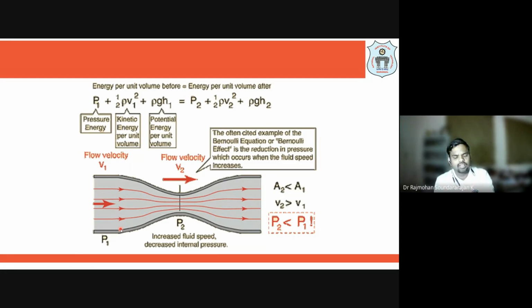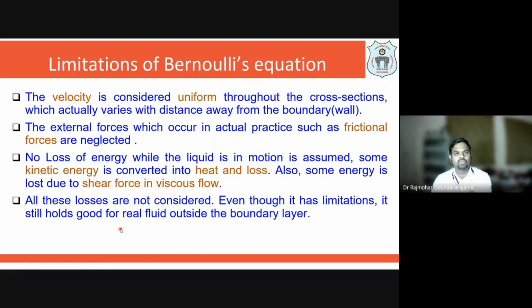Whereas in case of turbulent flow, we will have a flattened curve because we will have nearly uniform velocity. The change in velocity will be restricted only near the boundaries. So the velocity is actually varying across the cross section, but we are assuming it to be uniform throughout the cross section. That is one of the limitations of Bernoulli's equation.